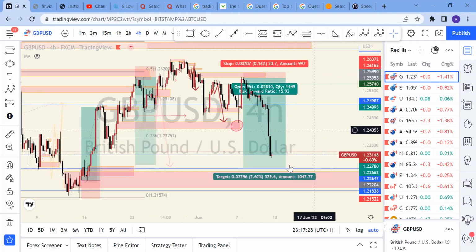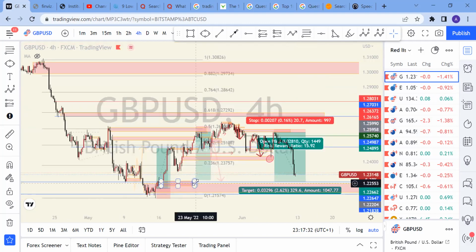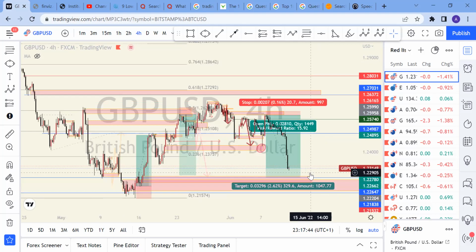GBPUSD is almost at an interesting zone that I've been waiting for quite a while. This is the 4 hours time frame. That's the zone, and you can see that that's exactly where my take profit is.